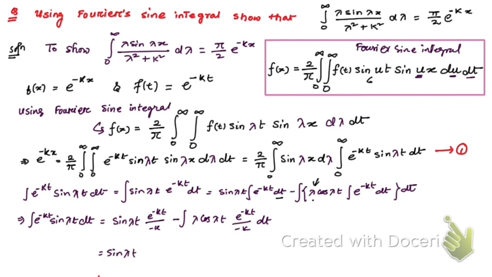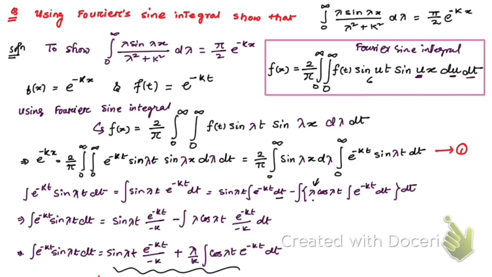Then let me write here. Here this minus and minus gives plus, and lambda is taken out and k is also taken out. These two are constants, so both are taken out here. So then the integration of cos lambda t into e to the power minus kt dt, by k, k is taken out. So on the left hand side we have got this, right? So this is the integration of this part.